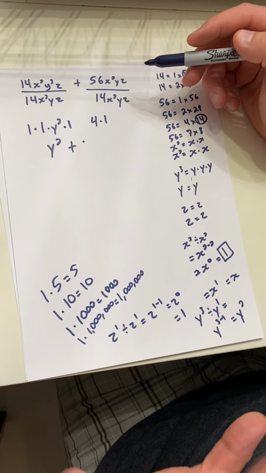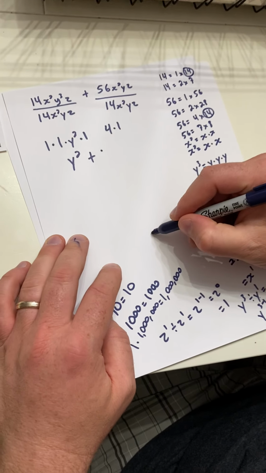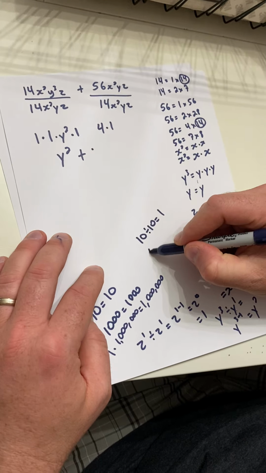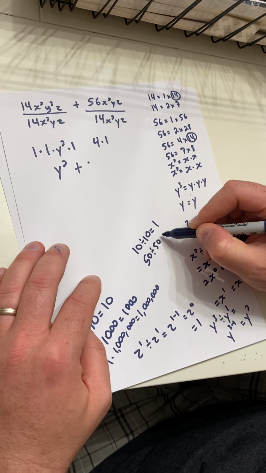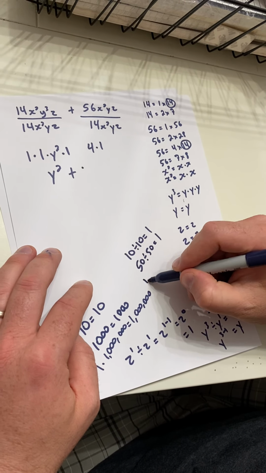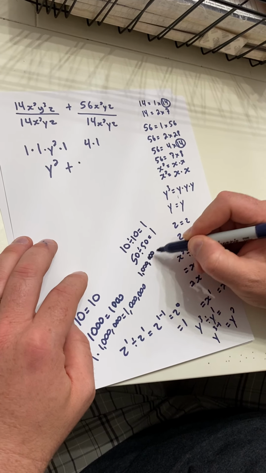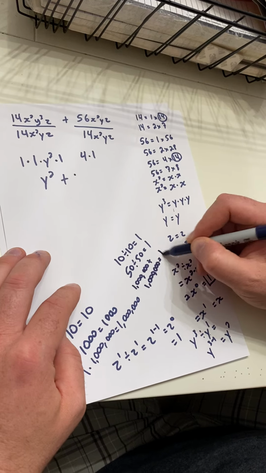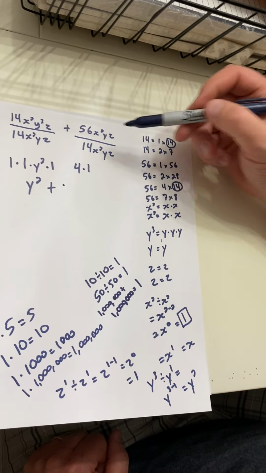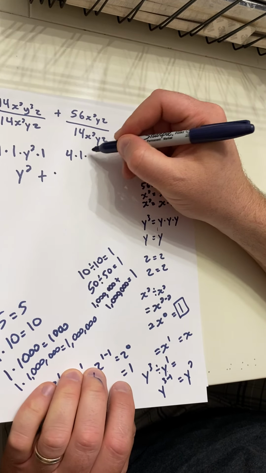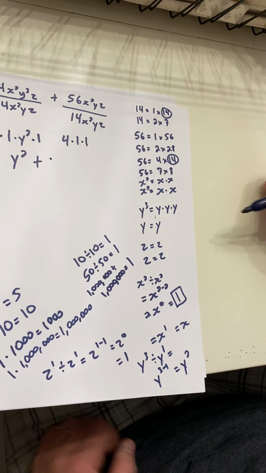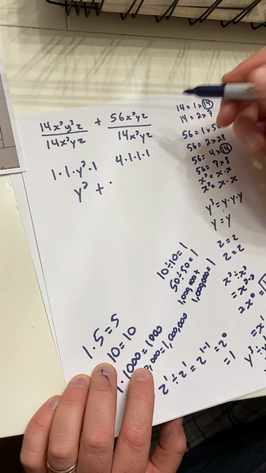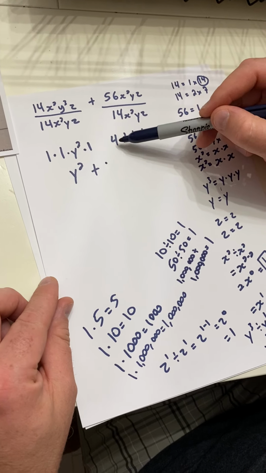Now here's another thing to think about. What's 10 divided by 10? 1. What's 50 divided by 50? 1. What's 1,000,000 divided by 1,000,000? 1. So anytime you divide something by itself, the answer is always 1. So y divided by y is just 1, or you can use the power law to prove it. Same thing, z divided by z is 1, or you can use the power law.